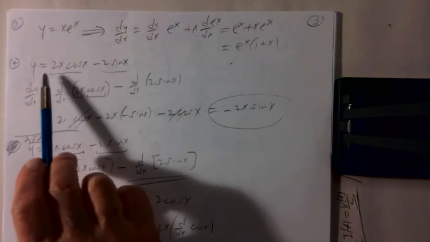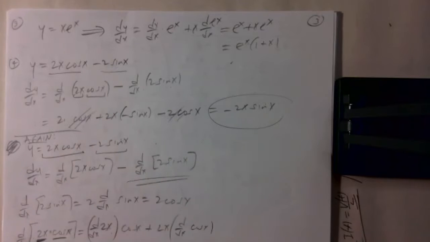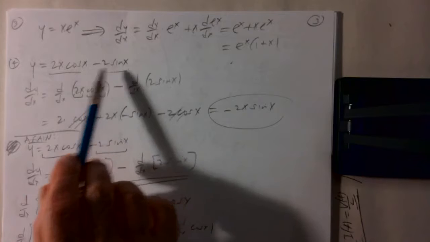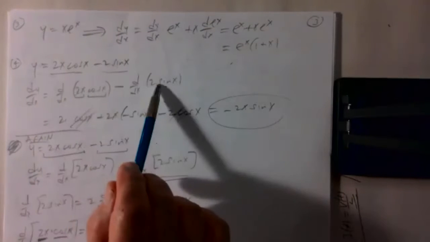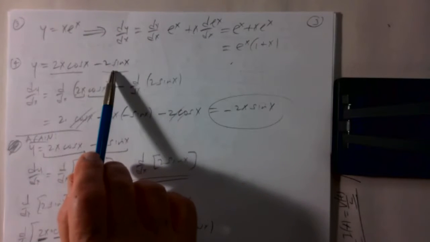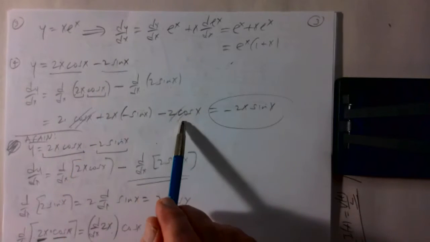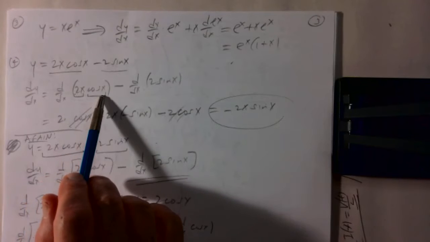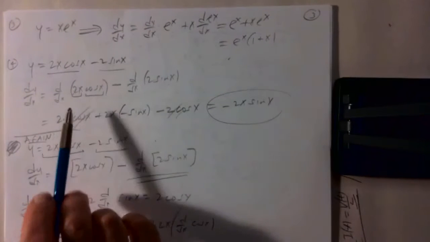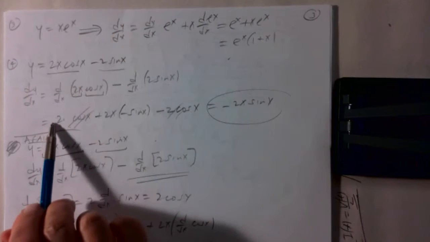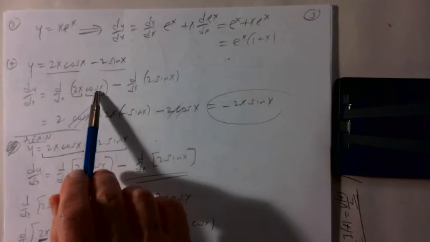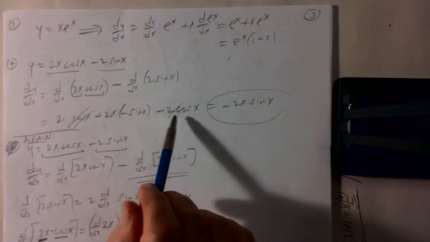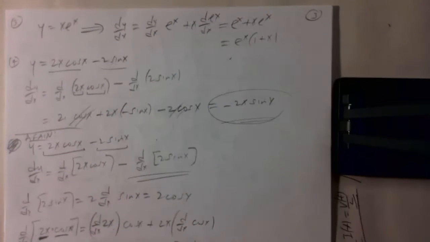The fourth example was y equals 2x cosine x minus 2 sine x. First of all, this is a difference of two functions. So the derivative is the derivative of the difference. Now this is just 2 sine x. The derivative is 2 cosine x. This first term is a product of two other functions, 2x and cosine x. And when you differentiate by the product rule, the derivative of 2x is 2, so we get 2 cosine x. The derivative of cosine x is minus the sine. So this gives us minus sine x times 2x. The cosines cancel, and that's what you get.